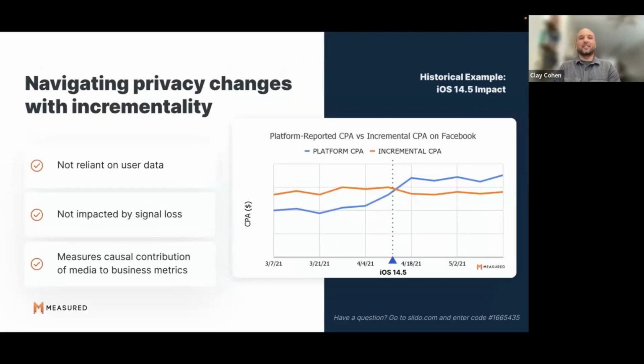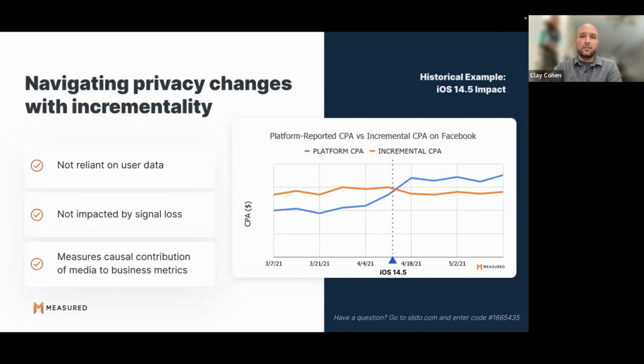Thanks, Nick. That's great insight. I thought it would be interesting to show what this really looks like in reality. Obviously, iOS 17 hasn't happened yet, but we can show historically what we measured on the Measured platform when iOS 14.5 hit. iOS 14.5 was a pretty significant impact. In this example, showing some data across our platform from Facebook, across our brands, when Facebook had the big signal loss from Apple, their CPA started increasing.